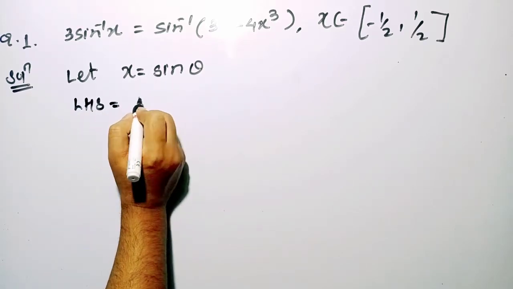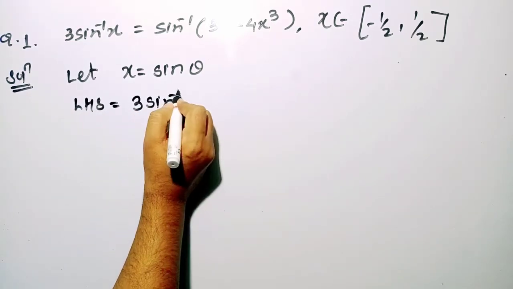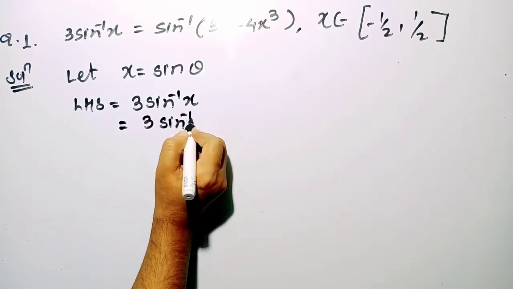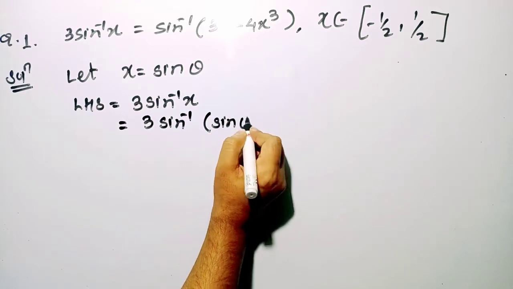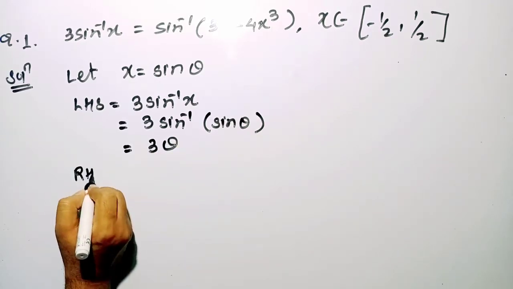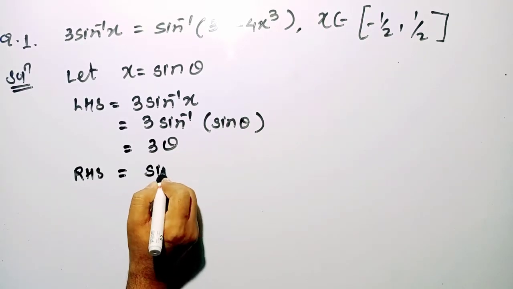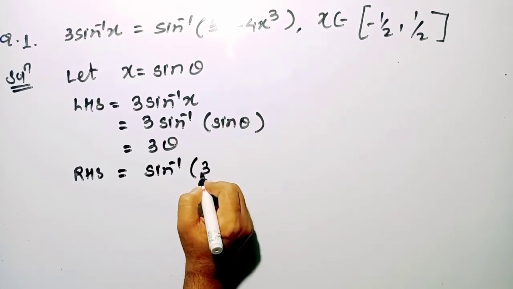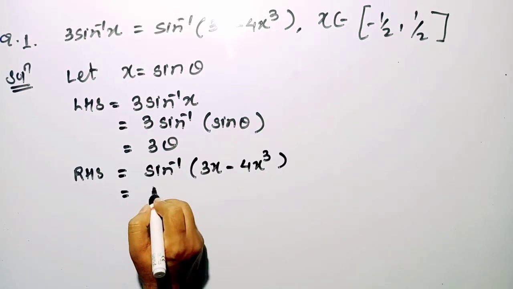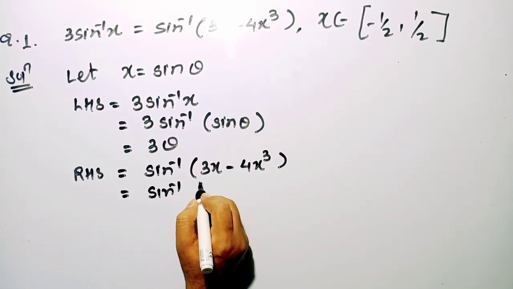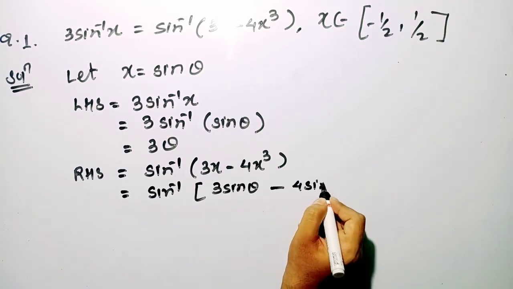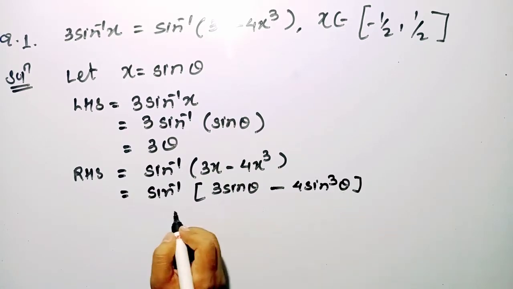So considering LHS, so LHS is what? 3 sine inverse x. Now in place of x we can write what? Sine theta. So sine inverse sine theta, we know that theta, right students? So consider RHS. RHS is what? Sine inverse 3x minus 4x cube, right? In place of x we are writing sine theta. So sine inverse 3 sine theta minus 4 sine cube theta, right students? This is a formula of sine 3 theta.